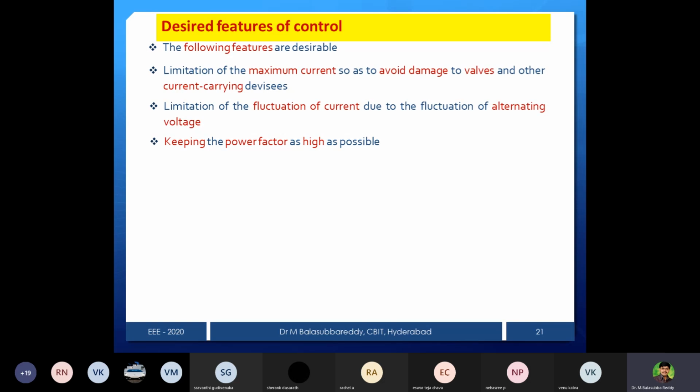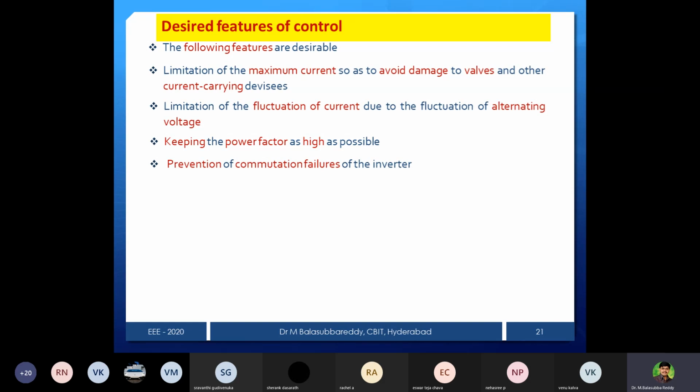While you are controlling the inverter station and the rectifier station, you must keep the power factor as high as possible. And the prevention of commutation failure of the inverter. So what will happen if commutation failure takes place? What is the meaning of commutation? Commutation is nothing but the process of turning off the device. At what instant the device is going to be turned off, that point we need to identify, and at a particular instant the device has to be off.